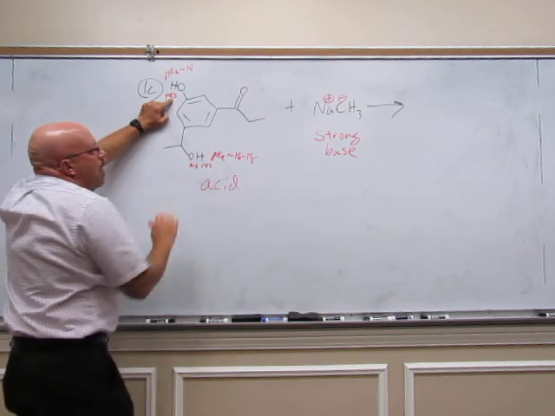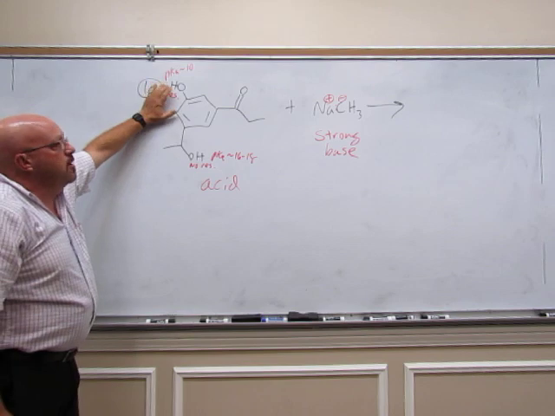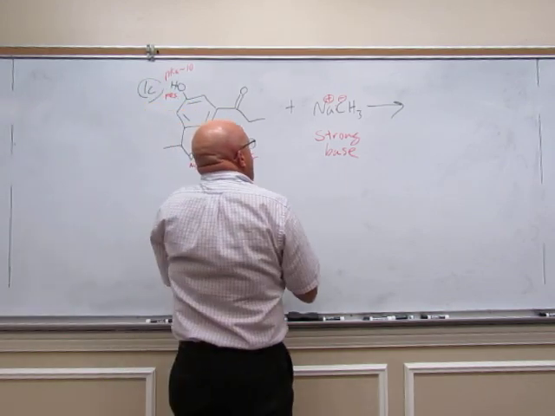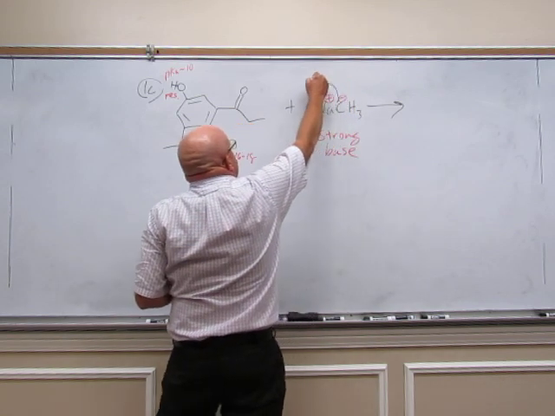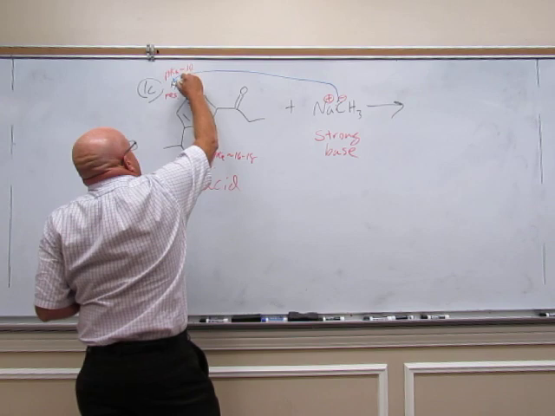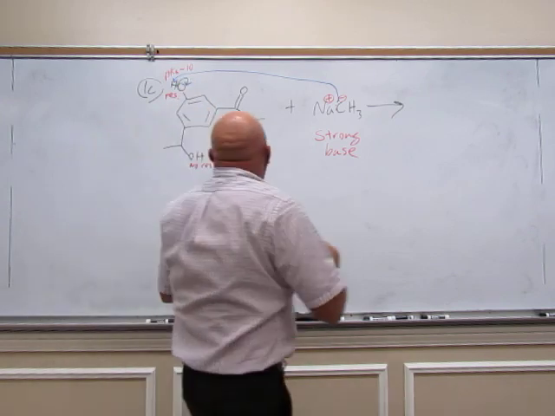This is just a normal alcohol. So this is our most acidic hydrogen. That's what's going to react with the base. The base, that CH3, is going to come and grab the hydrogen off the acid and will leave the electrons there on that oxygen.